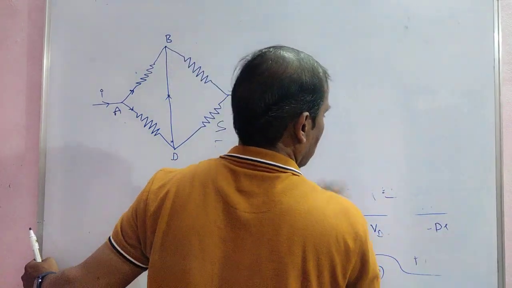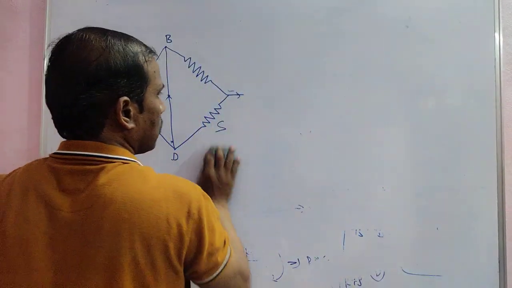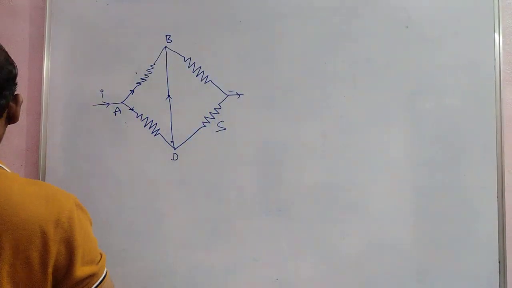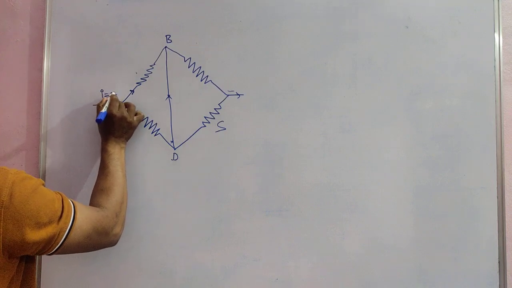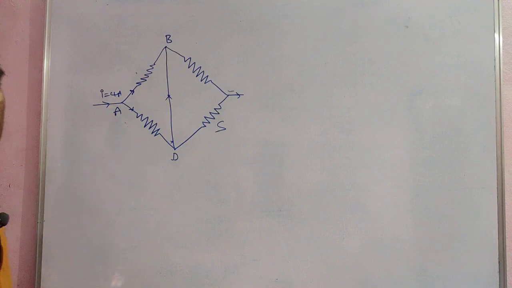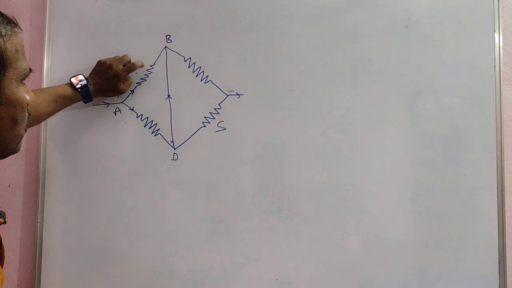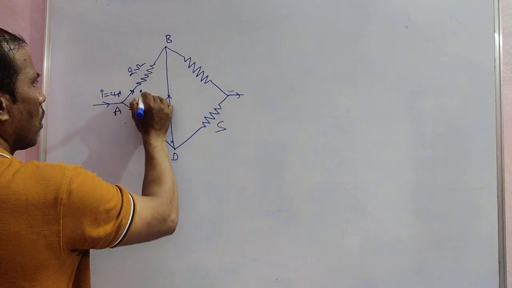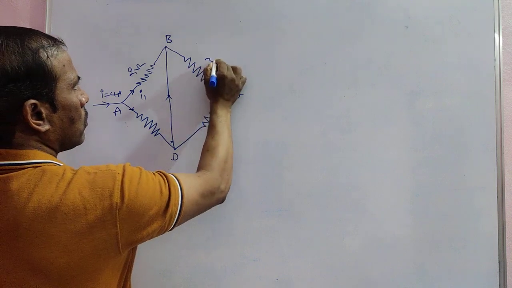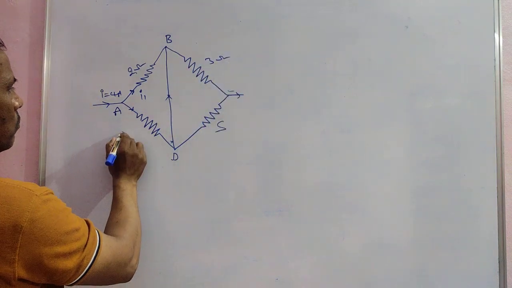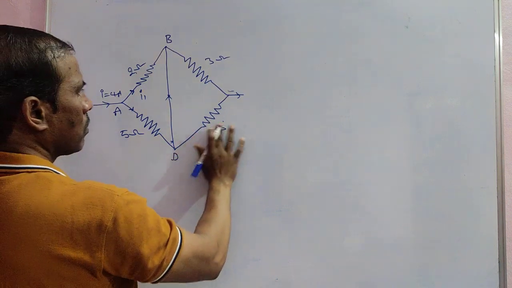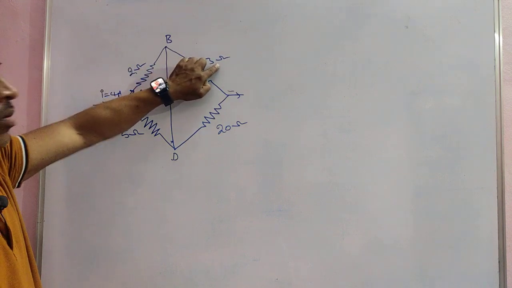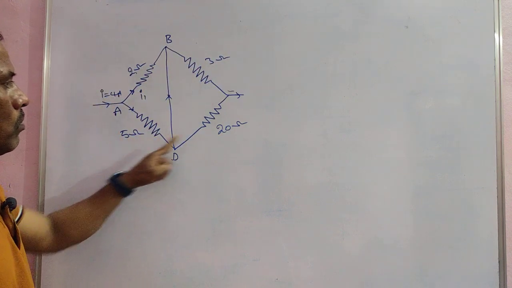For example, 4 values here, P, Q, R, S values here: 2, 3, 5, 20. For example, this current I is equal to 4 ampere entering the junction A. Here the resistance of P is, for example, 2 ohm. The current here is I1. This resistance here is 3 ohm, this resistance here is 5 ohm, and this resistance here is 20 ohm. So 2 ohm, 3 ohm, 5 ohm, 20 ohm.